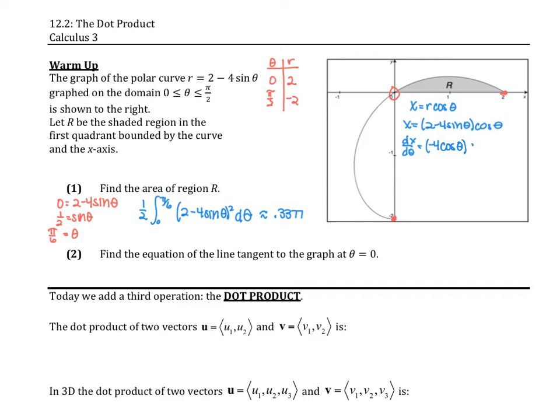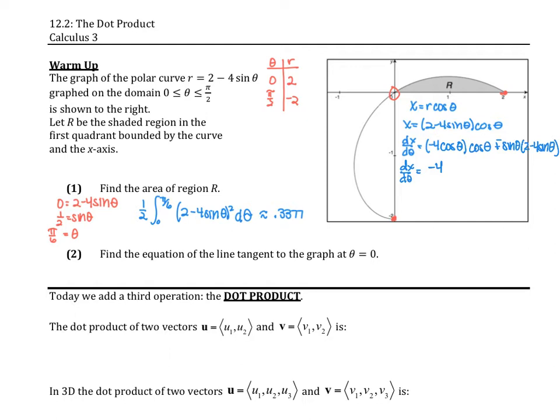Okay, so we get negative 4 cosine theta, the derivative of the first times the second, plus the derivative of the second, well, the derivative of cosine is negative sine, times the first, 2 minus 4 sine theta. I could simplify this, but I'm going to evaluate it when theta equals 0. So dx d theta evaluated at 0 would give me negative 4 times 1, and 0 times everything else. So my value would be negative 4.